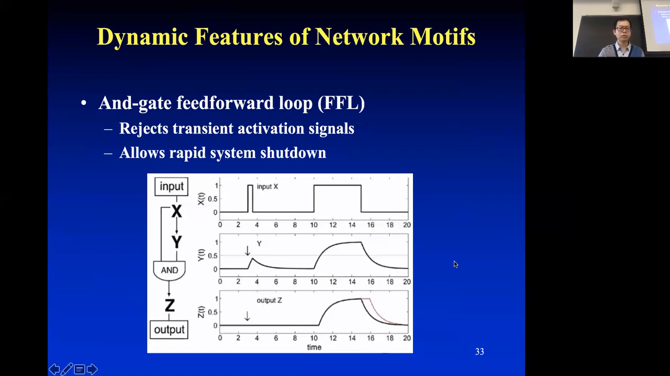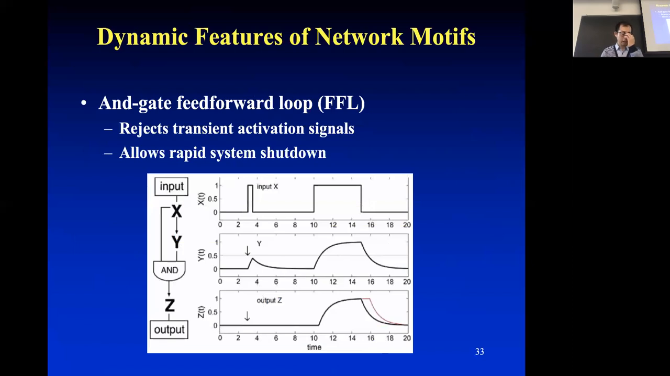And a lot of the good thing about the feed-forward loop is that because it requires both X and Y to be present to trigger Z, if X disappears, then the whole system will shut down immediately.